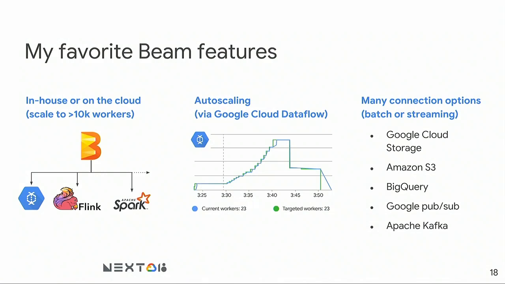The third thing I wanted to highlight about Apache Beam is the many connection options. I already mentioned that you can read from a file on the Google Cloud with Google Cloud Storage. You can also read from other people's clouds. You can read from a database. You can read events from a publish-subscribe system.